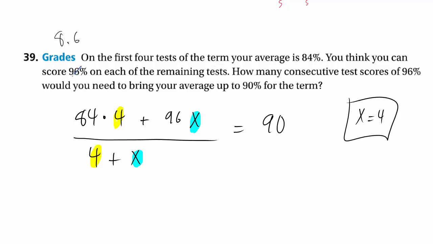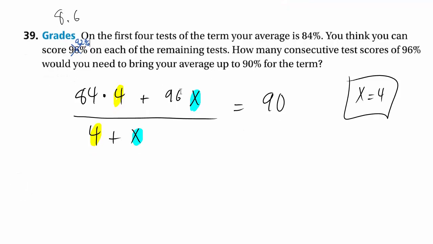Let's say instead of scoring a 96%, let's make it interesting. Let's say you could only make a 92%. You're only confident you can make a 92% on each test. So instead of having a 96 here, let me put 92, but everything else will still be the same. So how many consecutive 92s will you need to bring your average up to a 90 overall?